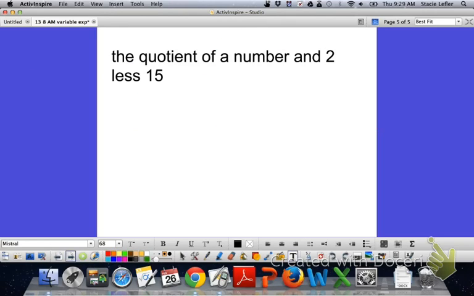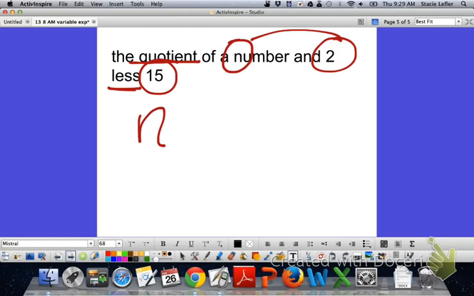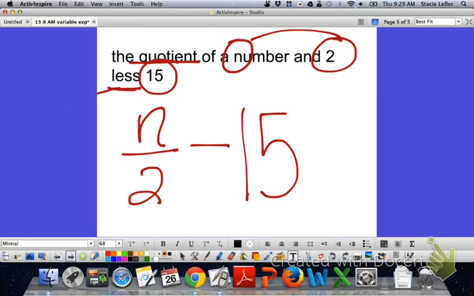Okay, here's the last one. Go ahead and try it out. Okay, so we have the quotient, which is an action, means divide, and we're going to find the quotient of a number, so n for number, and 2. The quotient of a number and 2, less 15, where less is subtract. So the quotient of a number and 2 would be n divided by 2, and then it says less 15, which means subtract 15. Notice less is not a turnaround word because it's not less than, it's just less.